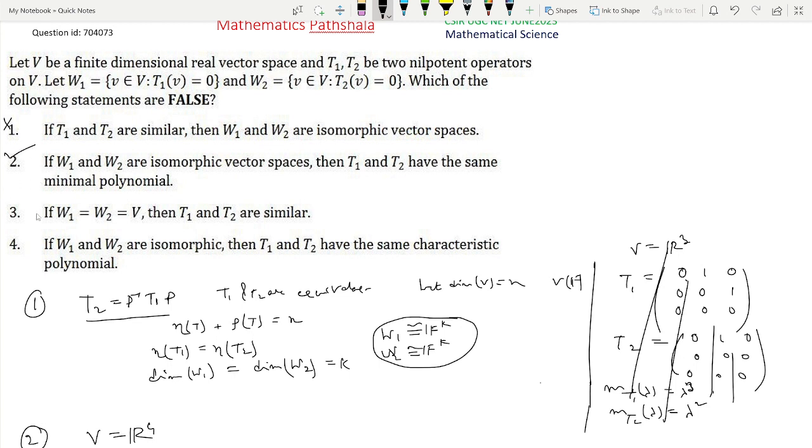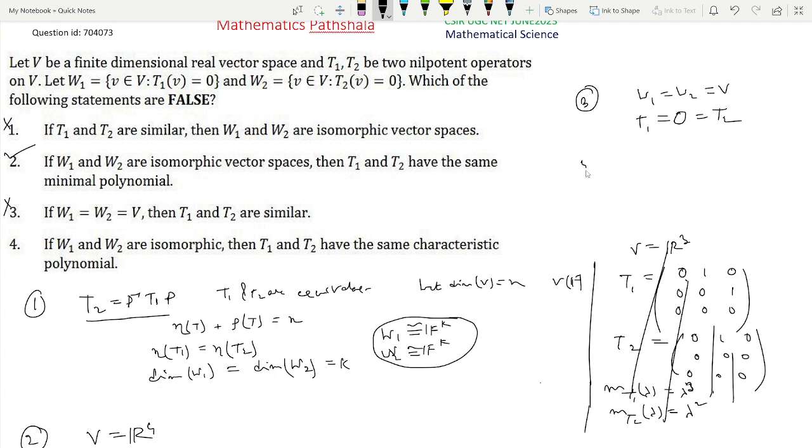Okay, now look at option 3. This is very clear: if W1 = W2 = V, then T1 and T2 are similar. If W1 = W2 = V, that means T1's W1 equal to V means T1 is the 0 operator, and W2 equal to V means T2 is the 0 operator. So they are actually the same, so they must be similar. So this is a correct option, so not false.